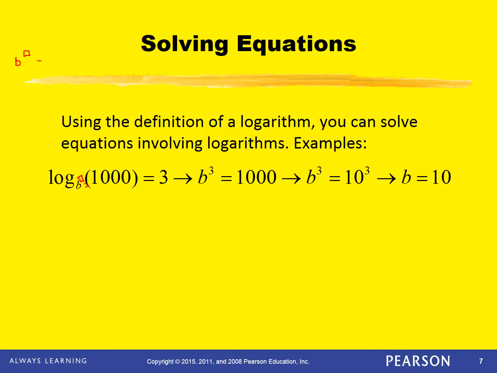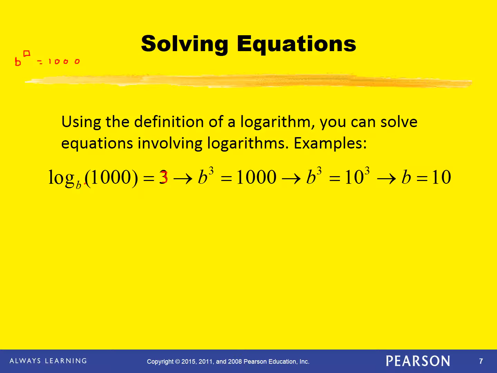Well, I just messed up. They're telling us it's 3. So 3 is going into the box. Now I'm not thinking about a log. B to the third equals 1,000. So well, then what's b? We're solving for b in this equation.